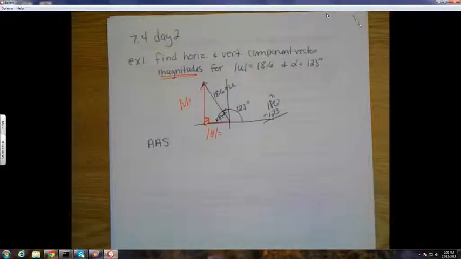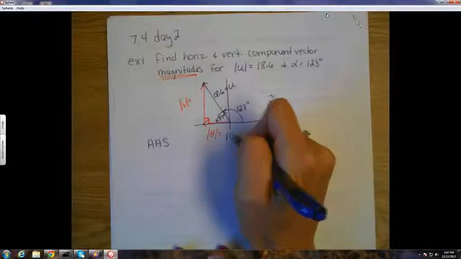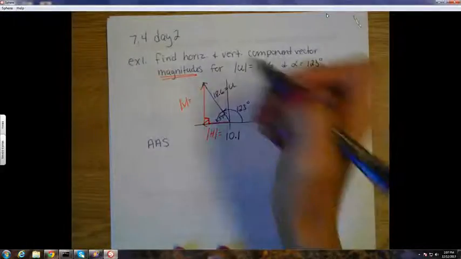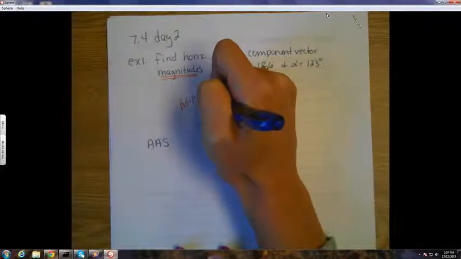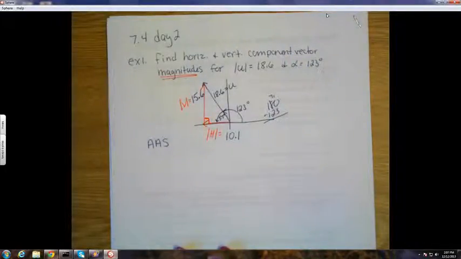So, somebody want to give me an H? What's the horizontal one? 10.1. And the vertical? 15.6. Agree or disagree? Anybody need assistance getting those? No assistance needed? Moving on.